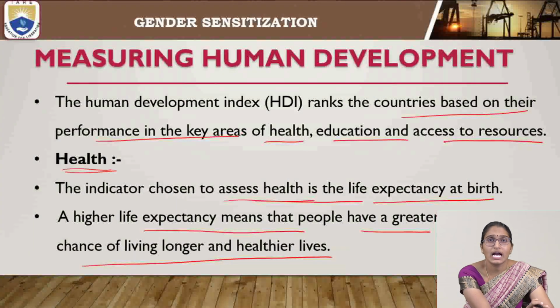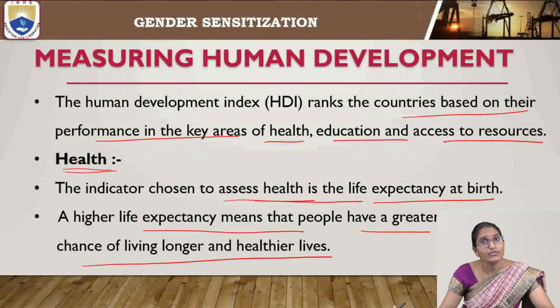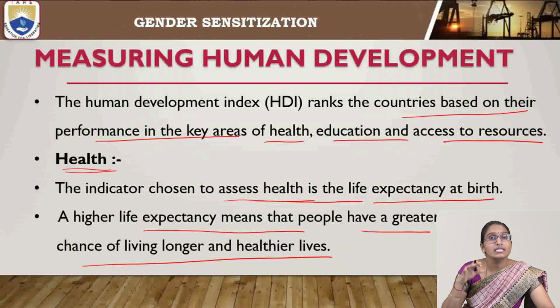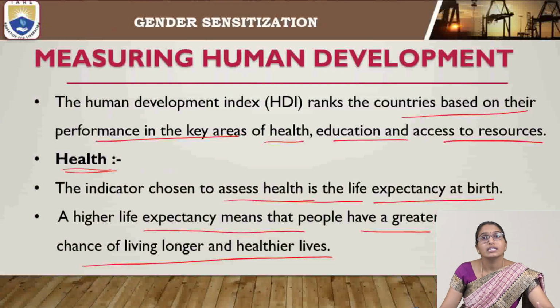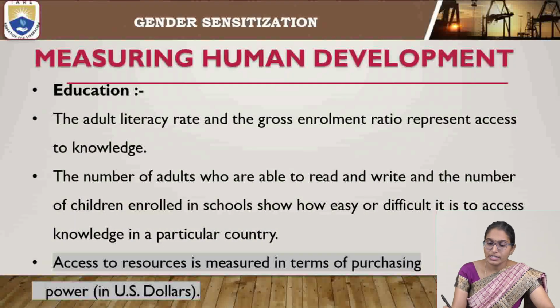So for example, we have that place who has a longer lifetime. So the life expectancy of that place becomes what? That means they have the higher life expectancy. So we can just guess that all the people who are living in that community can have longer and healthier lives as well. Then coming to the next factor is the education.